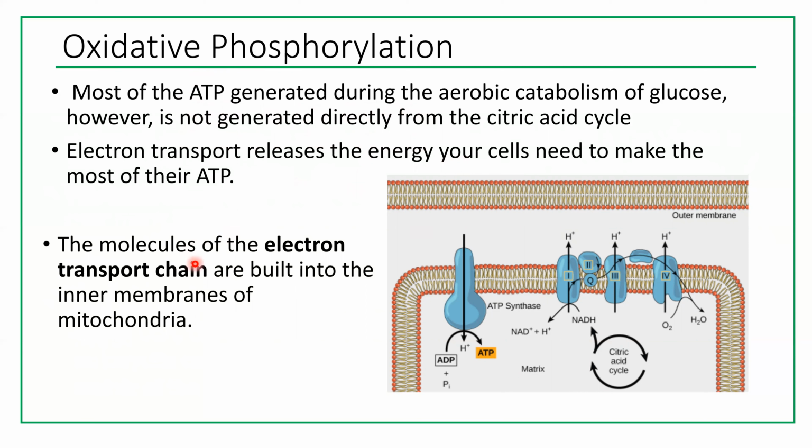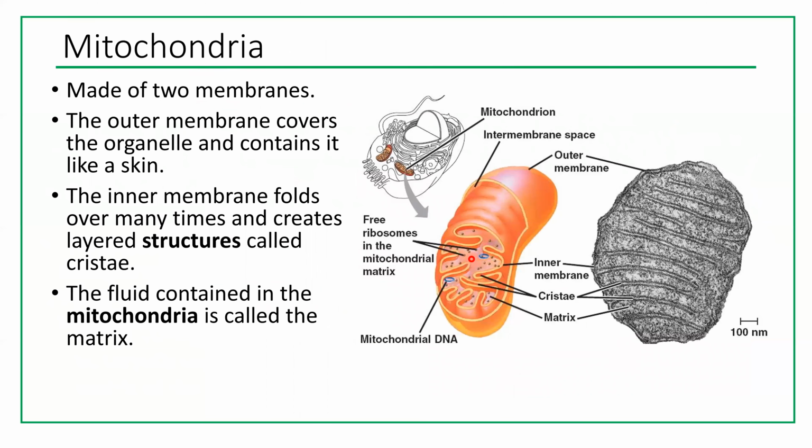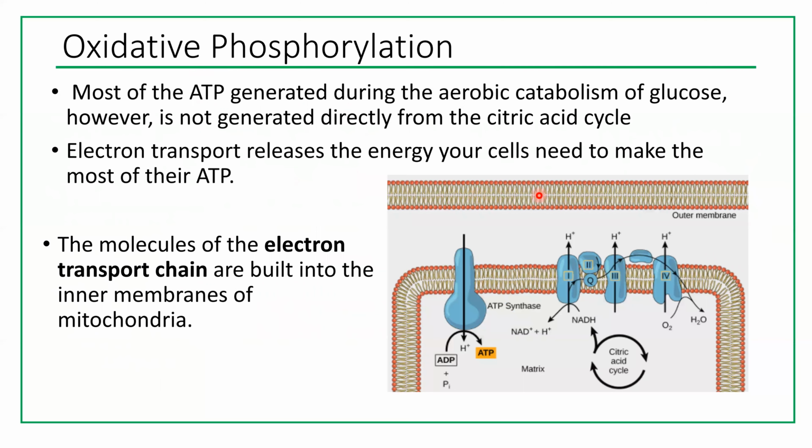And the molecules of the electron transport chain are built into the inner membrane of mitochondria. So I will go back and show you the mitochondria again. You see those folds, these cristae? So this is a phospholipid bilayer. And this is the inner membrane and this is the outer membrane, and between them there is a space. What you're shown over here is the cristae, this is the inner membrane, here's the outer membrane, and that's the space between them, the intermembrane space.